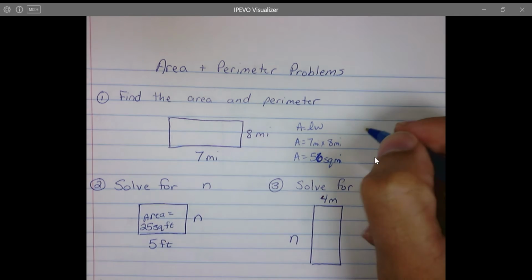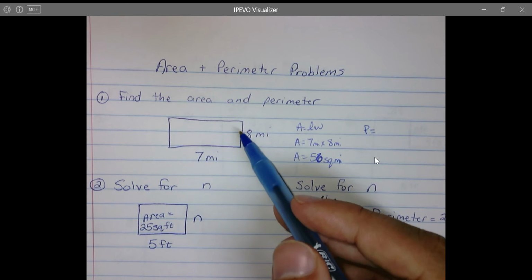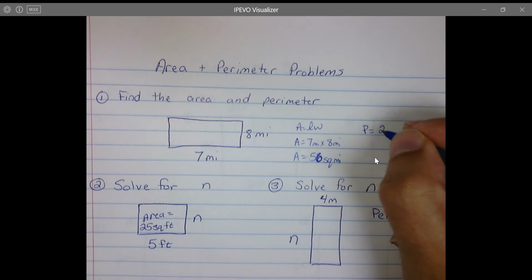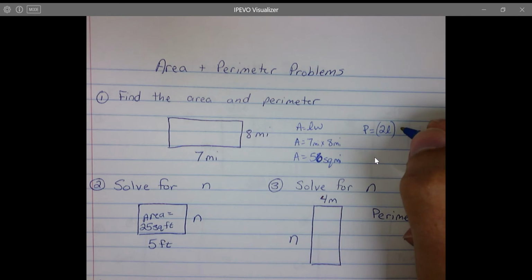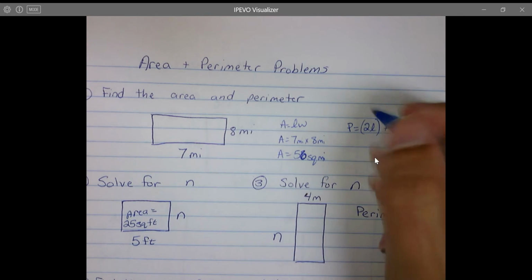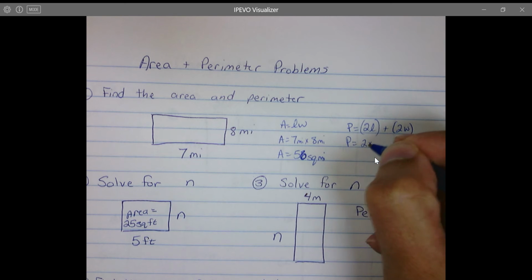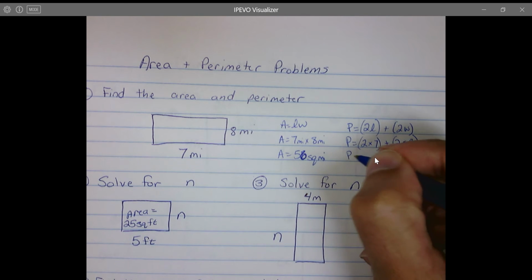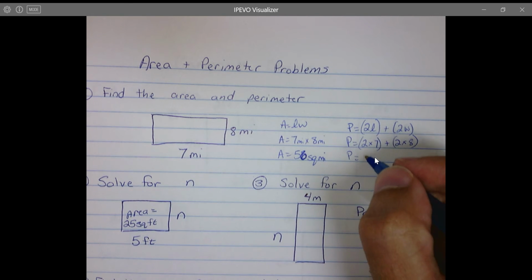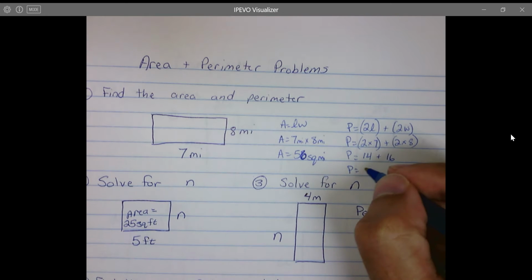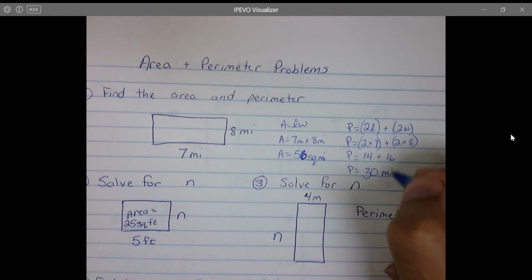And then for perimeter, yes, I could add 8 plus 7. Or I could use the formula. I'm going to multiply my length by 2, then I'm going to multiply my width by 2, and then add them together. So plugging in my numbers, that'd be 2 multiplied by 7 plus 2 multiplied by 8, solving each one in the parentheses first, the grouping first. That would be 14 plus 16. So now when I add those together, that would give me 30, and that would be 30 miles.